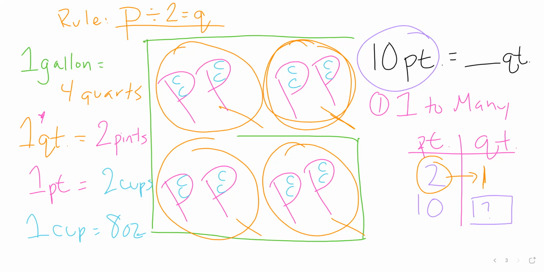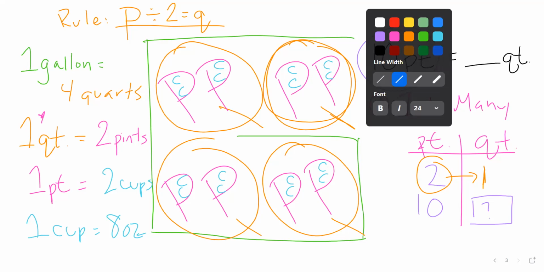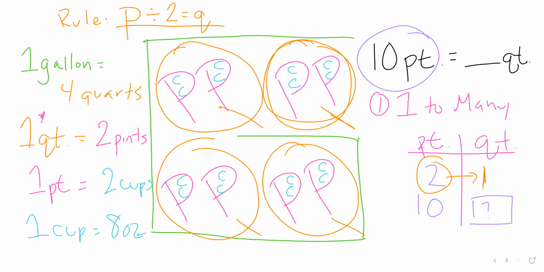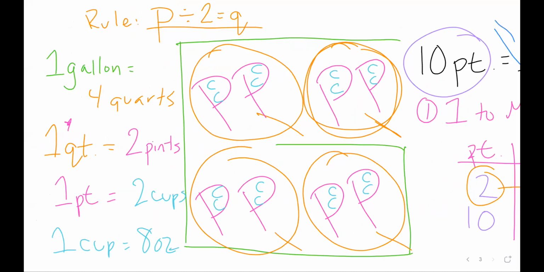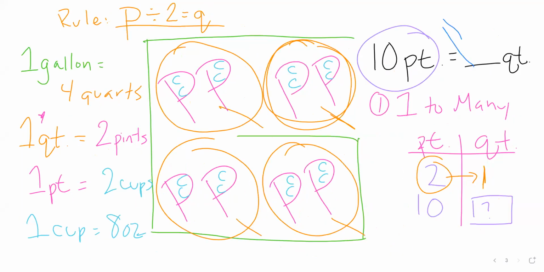And now I can just substitute and solve, which there's a lot on this page. I should have done this on another page, but that's okay. So let's substitute and solve. Here's my equation. If I substitute, I know my P now: 10 divided by 2 equals Q. And 10 divided by 2 just means when I have 10 pints, I get 5 quarts. So I can put my answer up here.